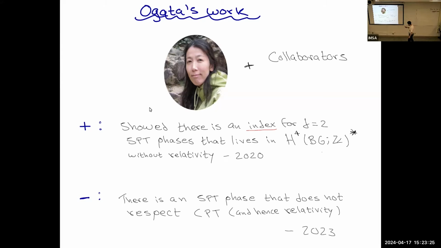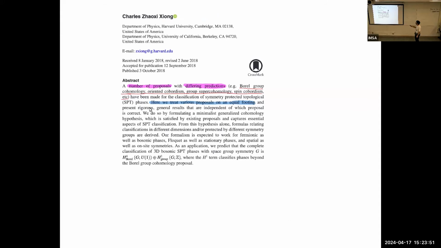Okay. On the other hand, she has a very recent paper where she has an SPT phase that does not respect CPT, and hence it doesn't satisfy relativity, right? Because CPT is a theorem when you impose Lorentzian symmetry. I think even if you impose the weak rotated version. So yeah, there are things that I want to mention.